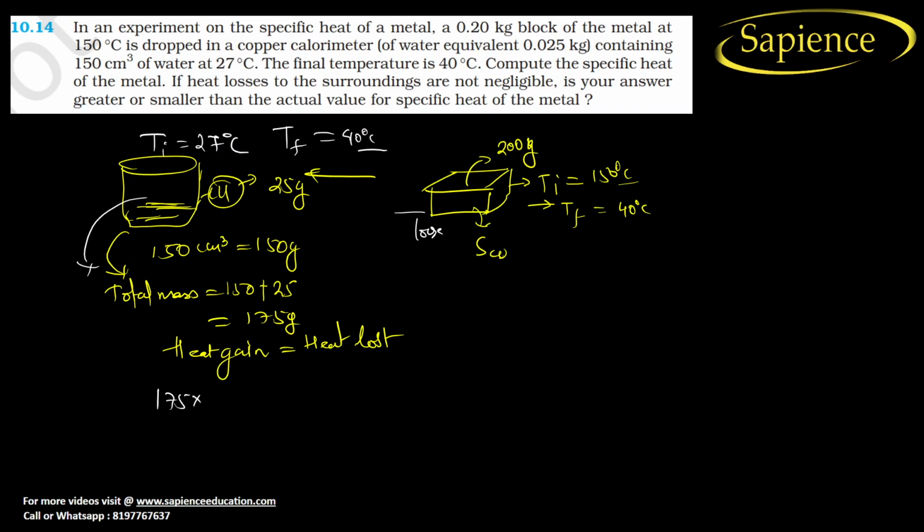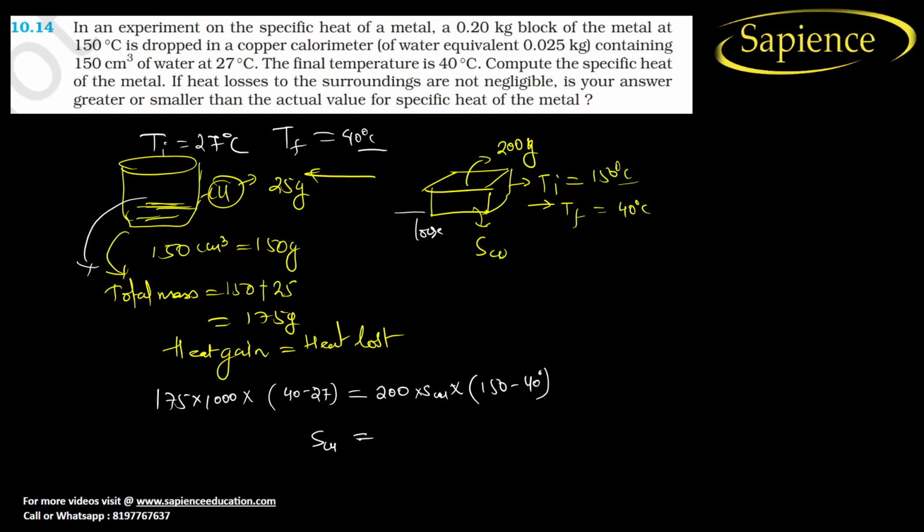Compared to the specific heat. Okay, so the specific heat of the water is 1000 calorie per kg Kelvin. We can take it as 1000 calorie into the change in temperature, that is 40 minus 27, and this will be equal to the heat loss. Heat loss is equal to 200 mass into the specific heat of the copper and into the change in temperature. So the change in temperature is 150 minus 40.